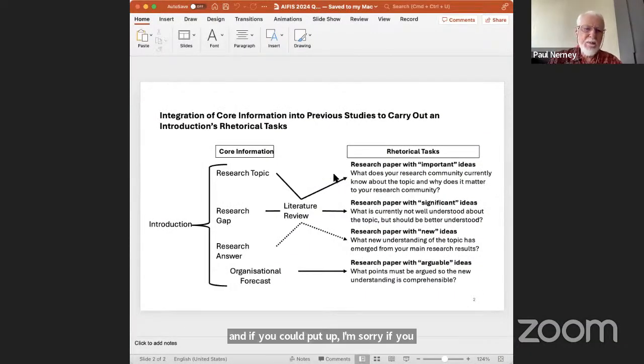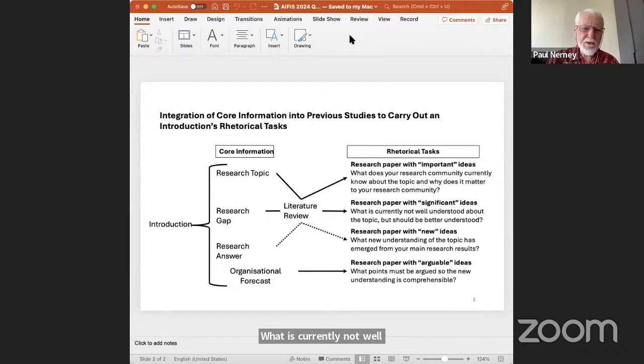Okay, there we go. So I was talking about the double complexity that we see here. Basically, in an introduction, as you saw in the talk, there are five kinds of core information. As I was saying in that video, first of all, your statement of the research topic will be embedded into a literature review. Why is that the case? Well, it's because you're approaching your reader with a very particular question. In other words, what does my research community currently know about the topic, and why does that matter to my community? The second thing is you have a research gap, and we talked about that in the talk. Once again, this is embedded into the literature review, in order to answer a second question: what is currently not well understood about the topic, and why should that be better understood?